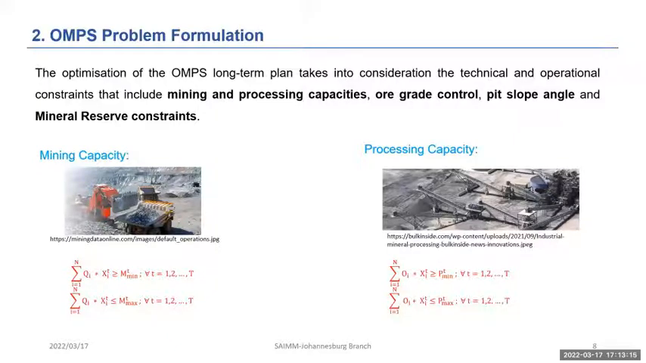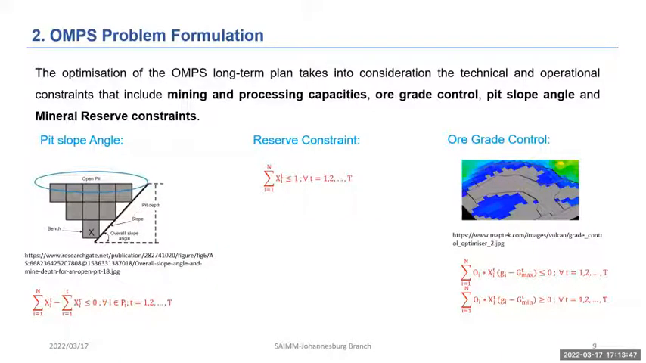And then we have the processing capacity constraint that defines the total ore material to be sent to the plant. It is defined as the input capacity to the plant and constrains the objective function of the production scheduling by defining the minimum and maximum processing capacity to be sent to the plant. And we have another constraint, which is the pit slope angle that represents the block predecessors constraint and ensures that the geotechnical stability of the pit is observed.